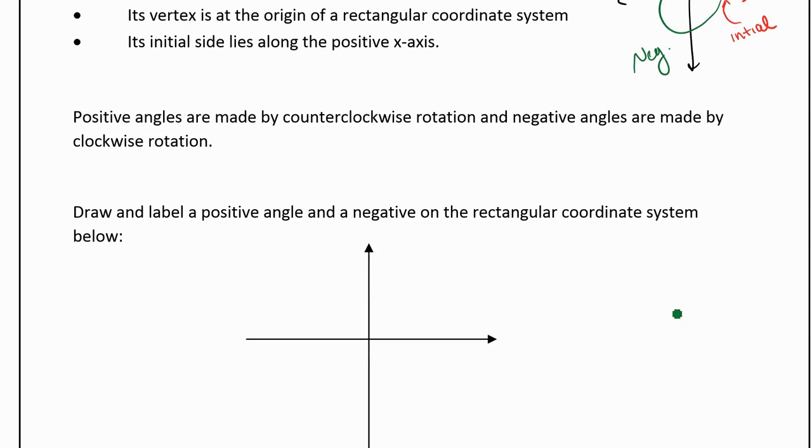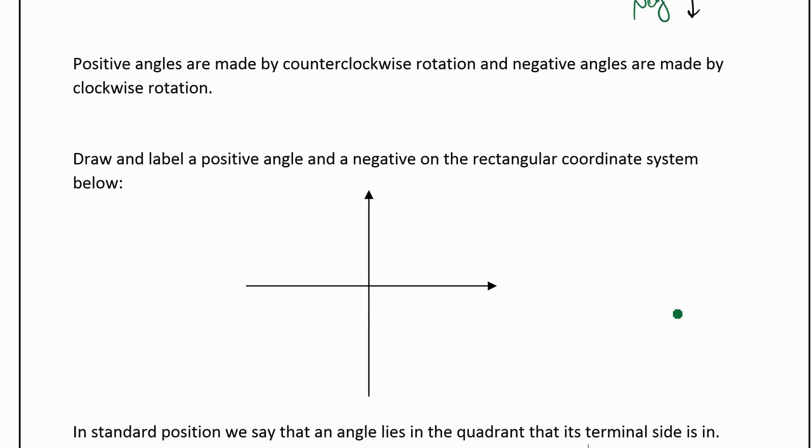Okay, so this says draw and label a positive angle and a negative angle on the rectangular coordinate system. So we're always going to start here along the x-axis. So for positive, we could go here. Maybe we've gone a positive 70 degrees. Okay, and if we want a negative angle, still start along the x-axis, and maybe we just go a negative 45 degrees. Okay.